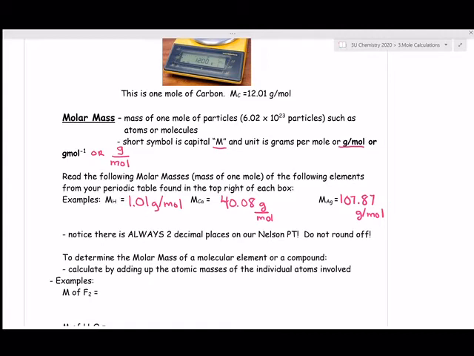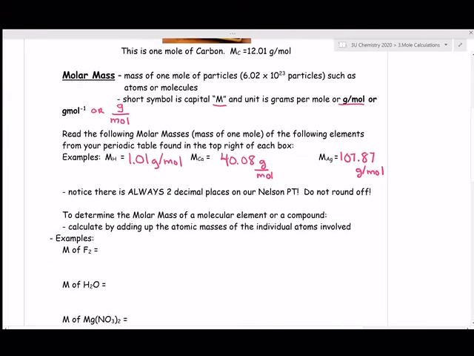Now, I do want you to take note that our periodic table always has 2 decimal places. Okay, and don't round those off ever. That is how accurate our table is, so that is what you should express.